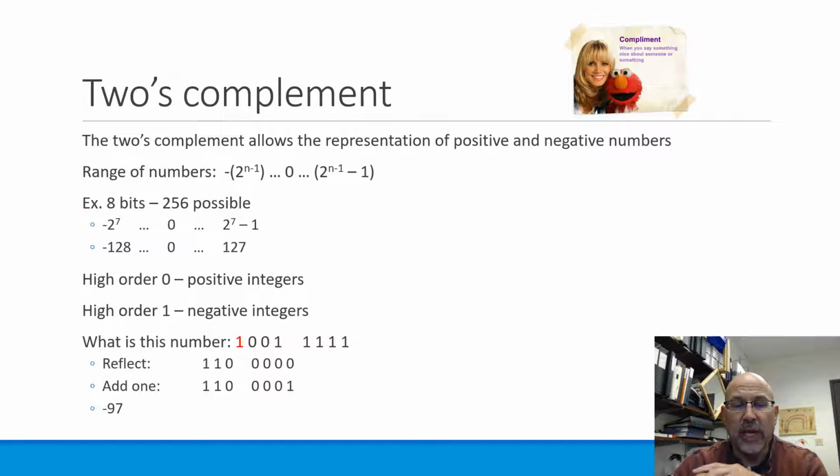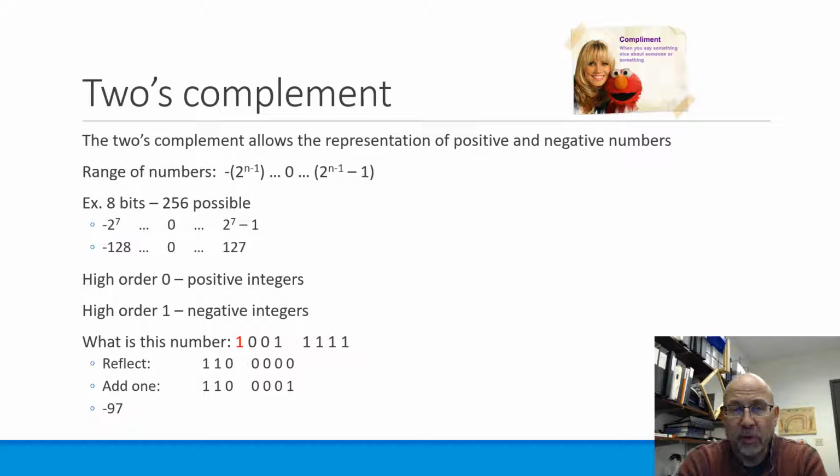So if I was going to take a look at this value here, I've got this binary number. I've already told you that if that high order bit is a 1, then that makes it a negative number. Well, how do we tell what the negative number is? If I take away that 1, you might be tempted to say, oh, that looks a lot like 31. But it's not. It's actually negative 97. Well, how in the world did I get that? What we did was reflect them all, and then we add 1.